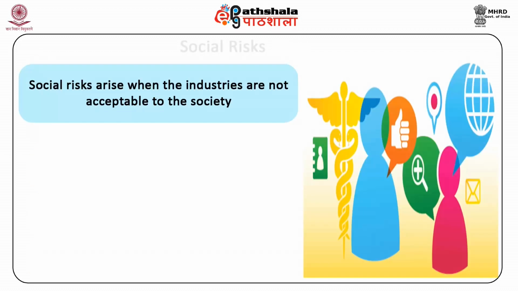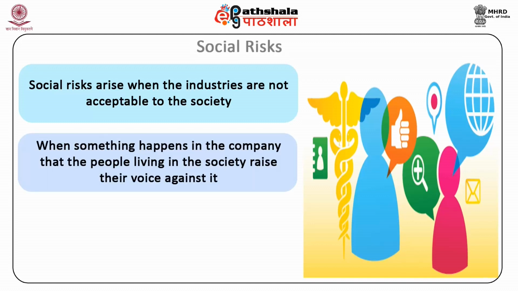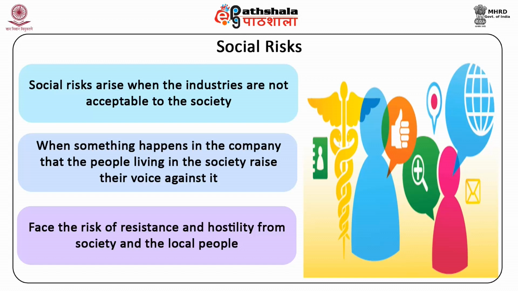Social risk. Social risks arise when the industries are not acceptable to the society or when something happens in the company that the people living in the society raise their voice against. If companies do not take steps to protect the environment in which they operate, they face the risk of resistance and hostility from society and the local people. In some cases, it may threaten the very existence of the company. Union Carbide in Bhopal is one such example.